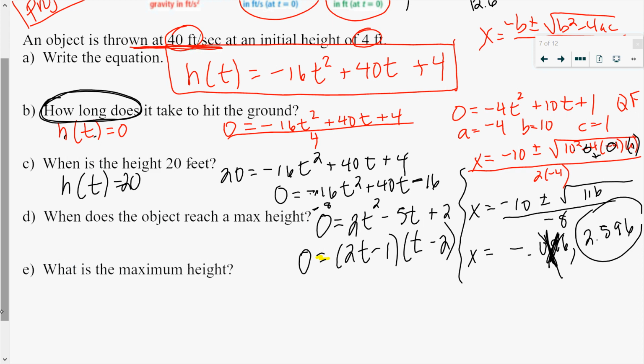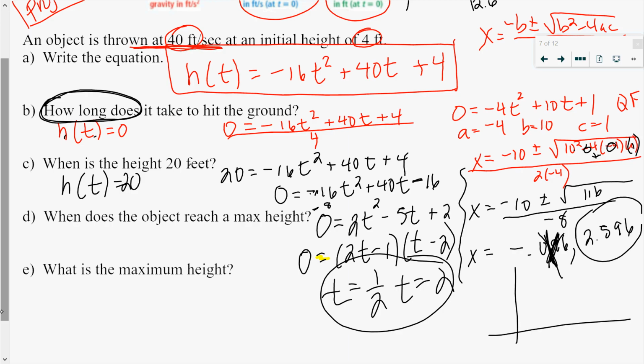I'm running on batteries today. All right, so let me ask you a question. Does it make sense that I have 2 answers? A half a second and 2 seconds. My picture went up there. So let me ask you a question. Why does it make sense that it went to 20 feet at a half second and 2 seconds? So on its way up and on its way down, right?